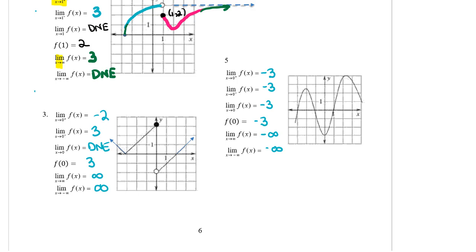All right, welcome back. For number 3, I had those values, -2, 3, a DNE, 3, infinity, infinity. Hopefully yours match up with mine. If they don't, I would suggest checking with someone that sits near you and see if you can get an explanation, or you can always email me.